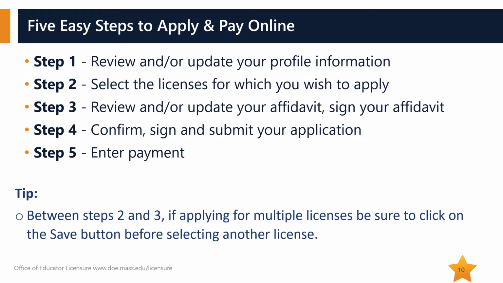The steps to apply and pay online are as follows. Step 1. Review and/or update your profile information. Step 2. Select the licenses for which you wish to apply. Step 3. Review and/or update your affidavit. Step 4. Confirm, sign, and submit your application. And Step 5. Enter payment. If applying for multiple licenses between Steps 2 and 3, be sure to click on the Save button before selecting another license.